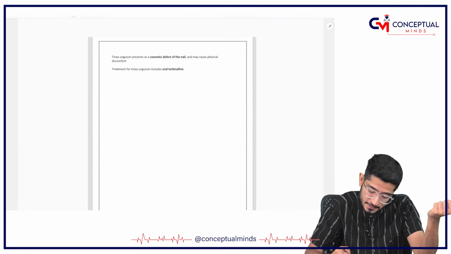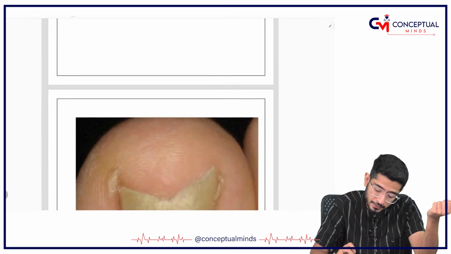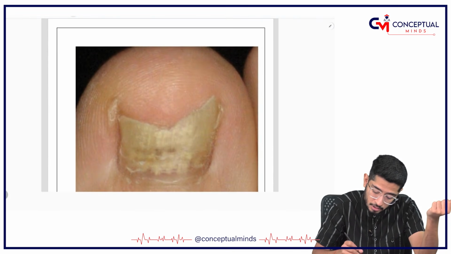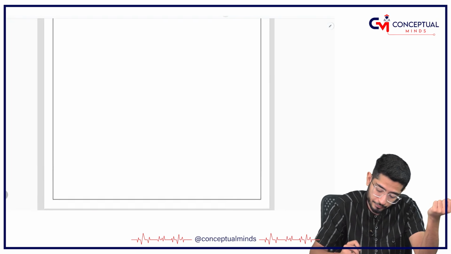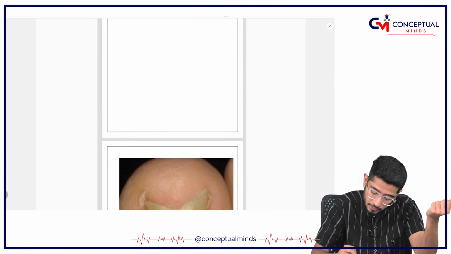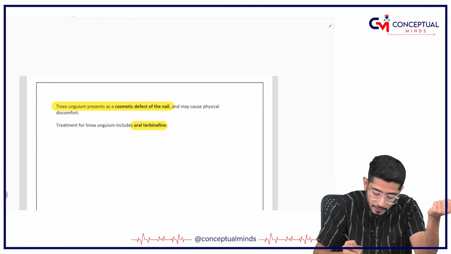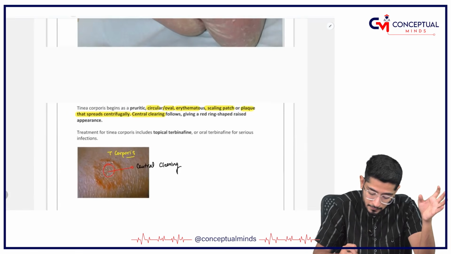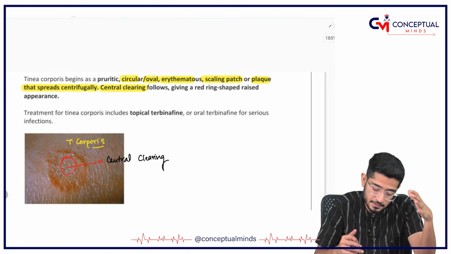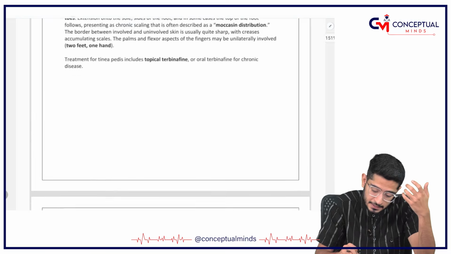Okay, and what is this? This is the tinea unguium, that is the defect of the nail. Can you see the nails are not growing properly? Tinea unguium. Okay, so what is the treatment for all of this? Tinea unguium has the treatment of oral terbinafine. Similarly, this is the inguinal, topical terbinafine. This is the tinea corporis, again topical terbinafine. This is the tinea pedis.